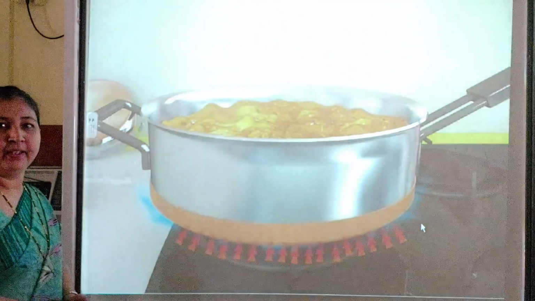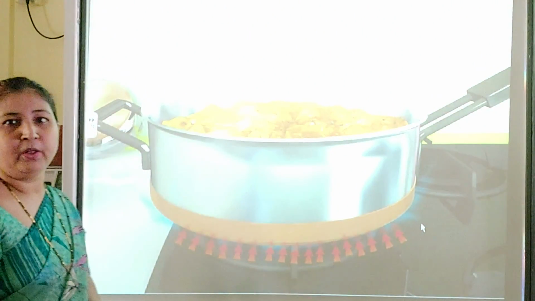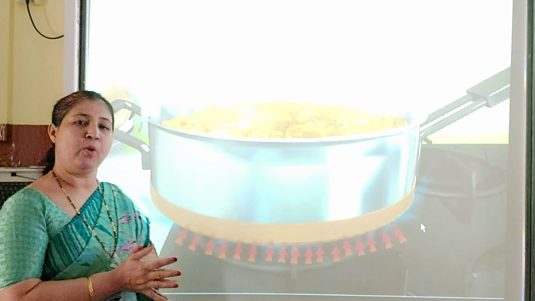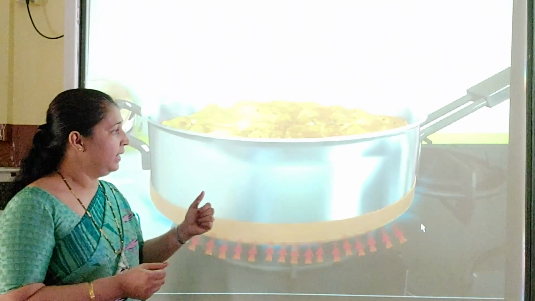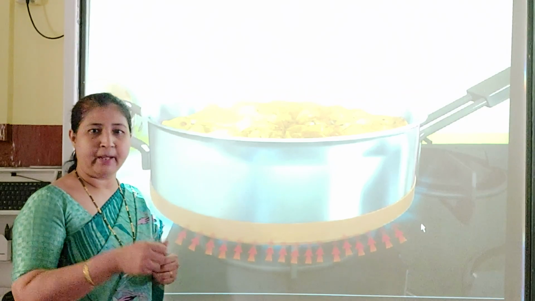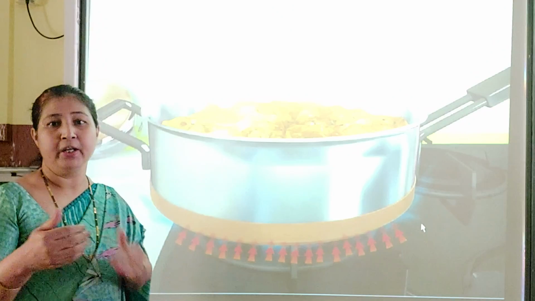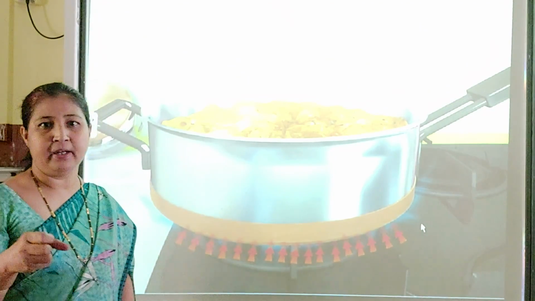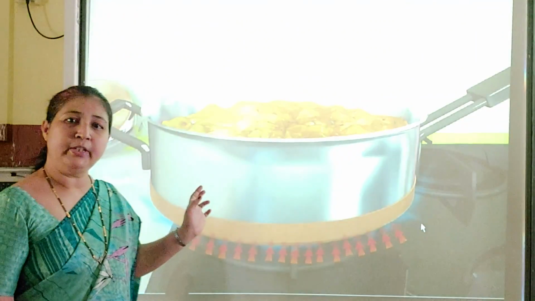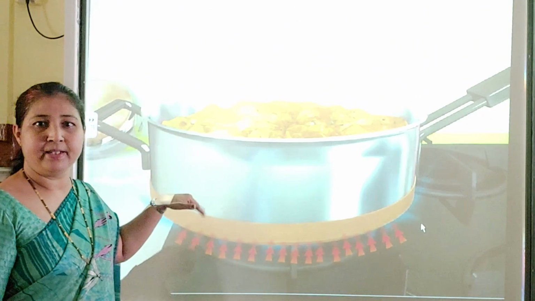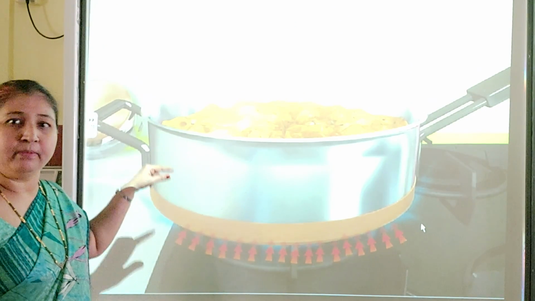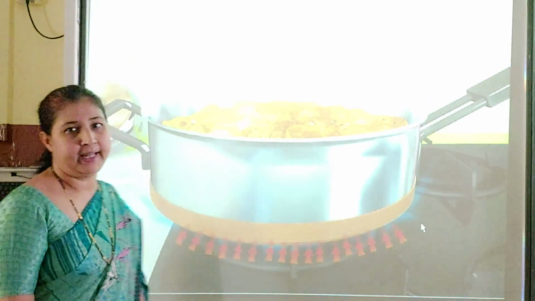So you would have seen when you keep the vessel on the stove, what happens? It gets heated up. When you make dosa on a pan, the heat is transferred to the pan too. After a little while, it becomes hot. The part on the stove becomes hotter and it passes the heat, and that heat makes the other objects also heated.